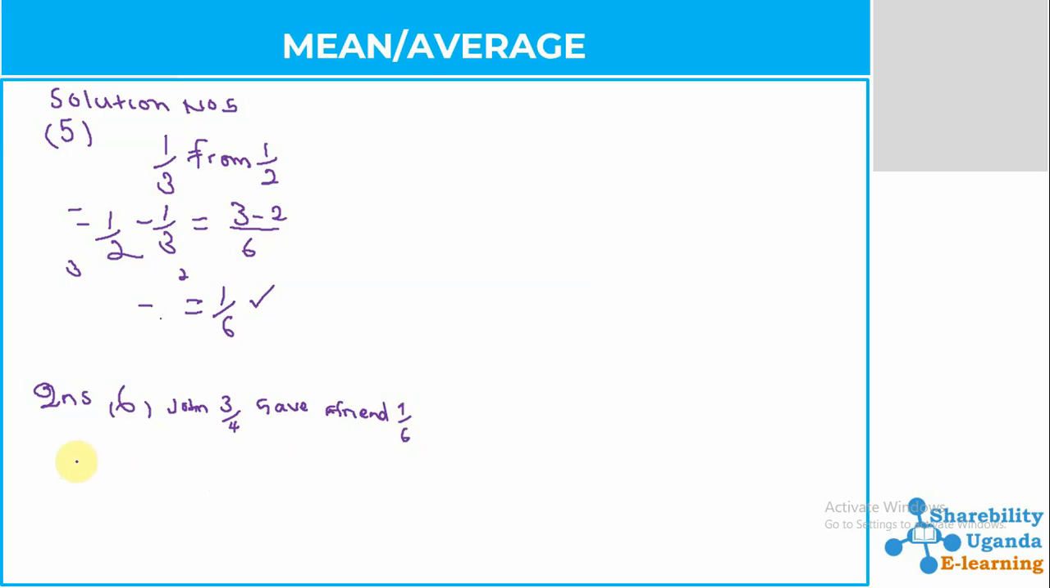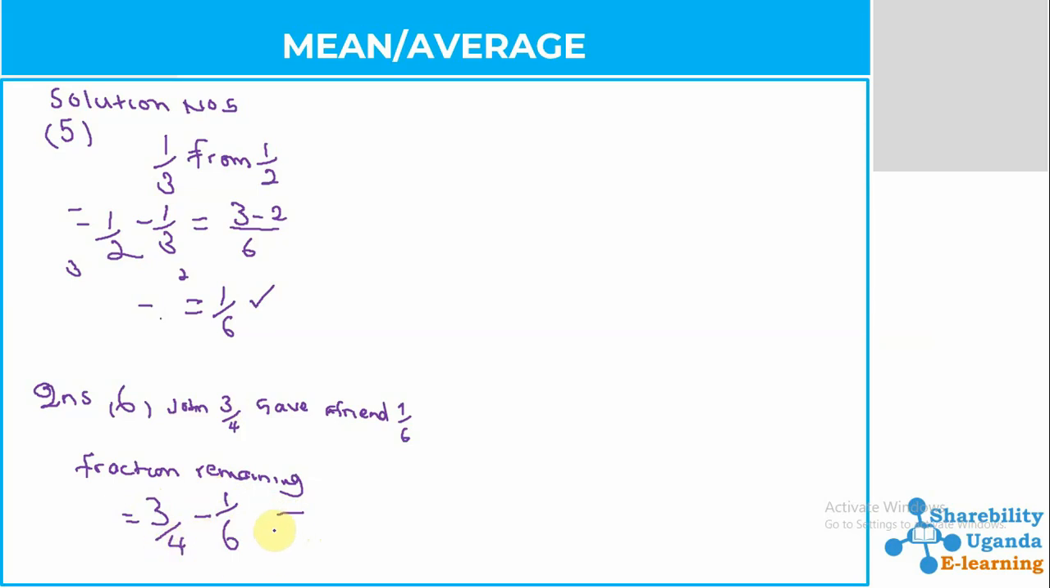So here we can say the fraction remaining will be equal to the fraction that was given, which is 3 out of 4, minus the fraction that he gave to a friend. What is the LCM here?